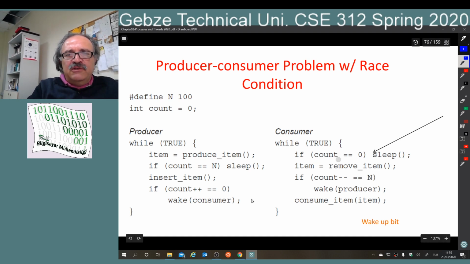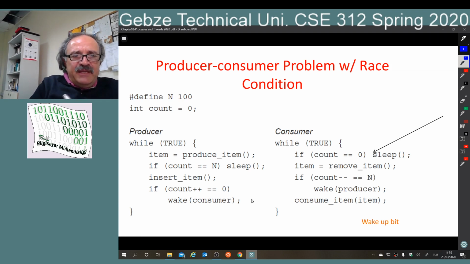If the count is 0, there is nothing to do. I need to sleep. Okay? If the count is not 0, then I remove the item. Okay? If the count is n, that means the count was n. Since the count was n, that means the producer was asleep. Then I need to wake the producer. Then after that, I consume the item.